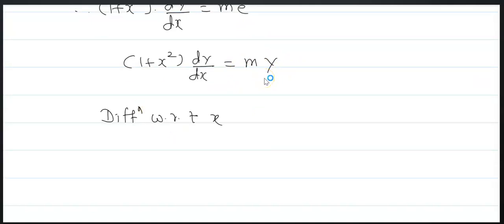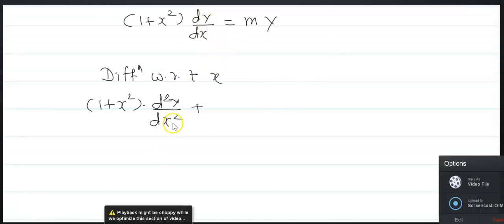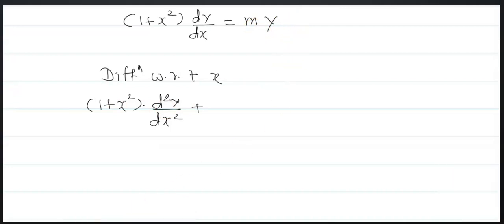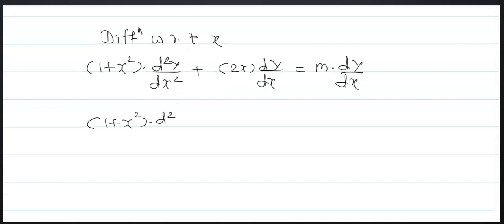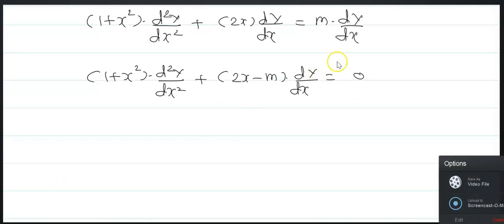Now again differentiate this with respect to x. Then applying the product rule, you get 1 plus x square into derivative of dy by dx, which is d2y by dx square, plus dy by dx into derivative of 1 plus x square. Derivative of 1 is 0, and of x square is 2x. The right side is m times the derivative of y, which is dy by dx. Therefore, 1 plus x square d2y by dx square plus 2x dy by dx is equal to m into dy by dx. We take this term from the right hand side and it becomes minus. Therefore, 1 plus x square d2y by dx square plus 2x minus m into dy by dx is equal to 0.